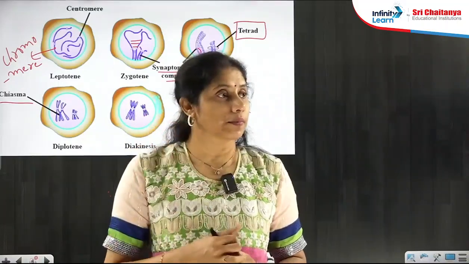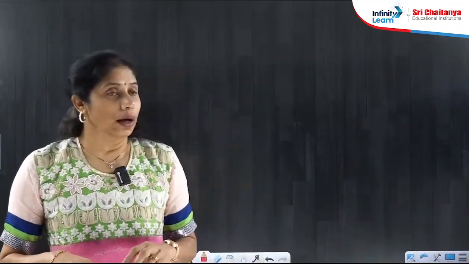Two questions. In which phase are chromosomes gradually visible? The options are leptotene, zygotene, pachytene, diplotene, diakinesis. Leptotene, yes, good. In which stage of prophase I does crossing over occur? Leptotene, zygotene, pachytene, diplotene, diakinesis. Which one? Very good, pachytene, right.